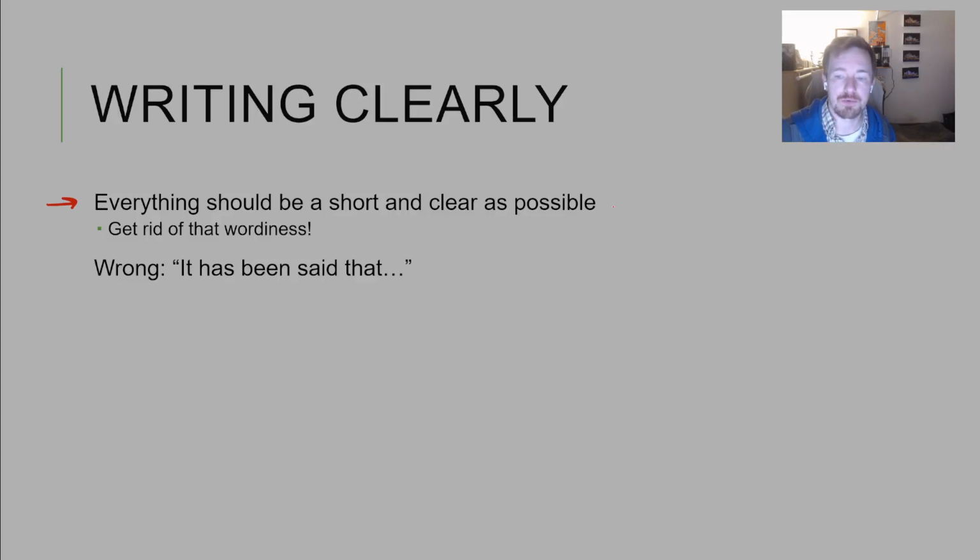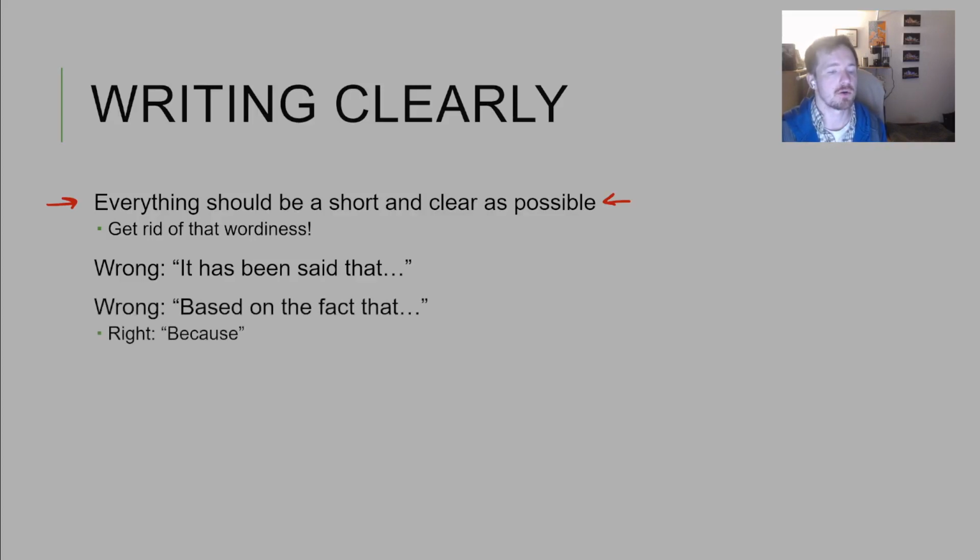But even so, researchers really try to keep things as short and as clear as possible, to avoid wordiness, because it's not important for the article to be wordy. You should just get right to the point. So you wouldn't want to say something like, it has been said that, or based on the fact that. So it has been said that college students don't get much sleep at night, or based on the fact that college students don't get much sleep at night. Those are too wordy. You should say, because college students don't get much sleep at night.